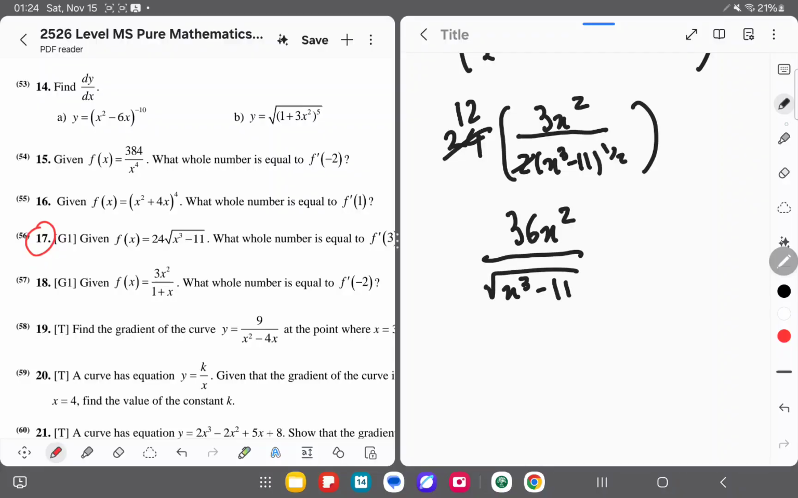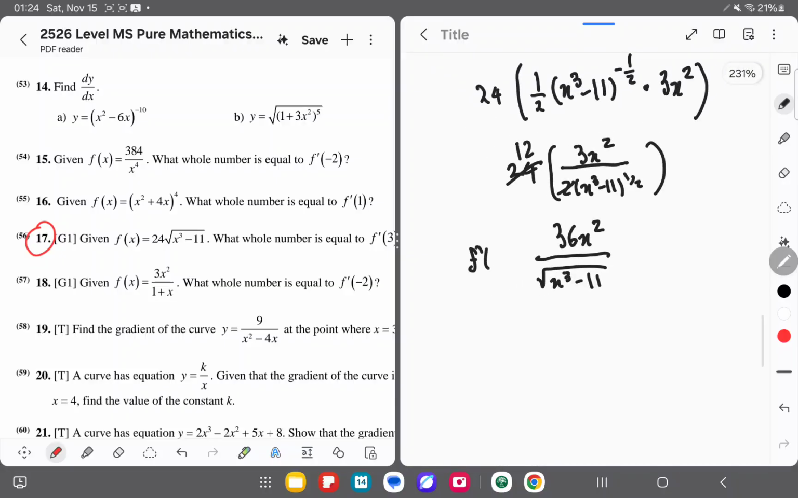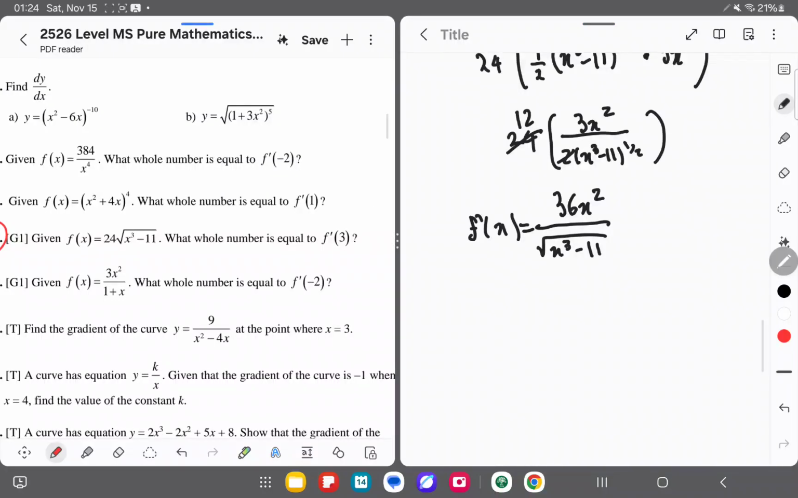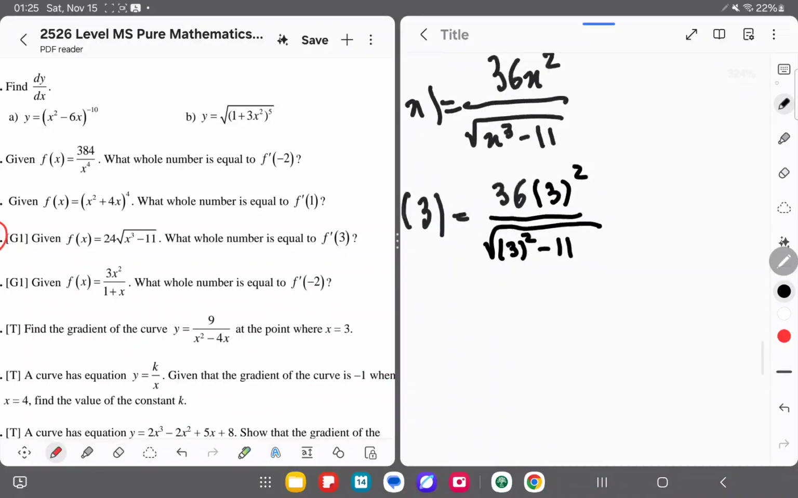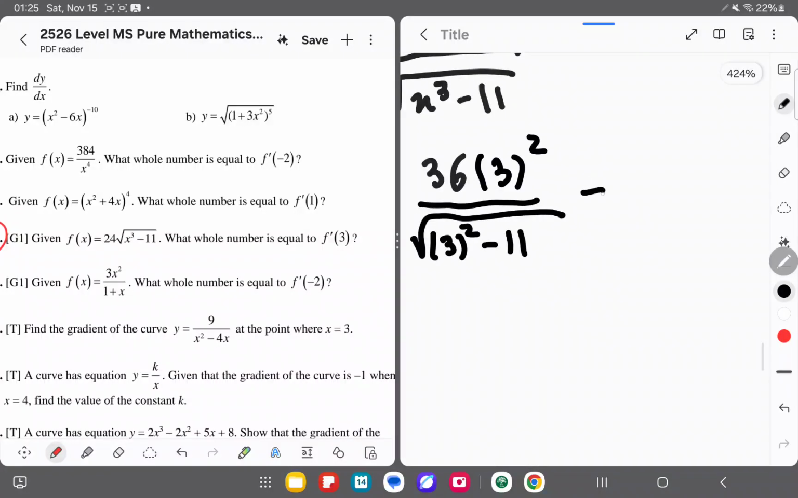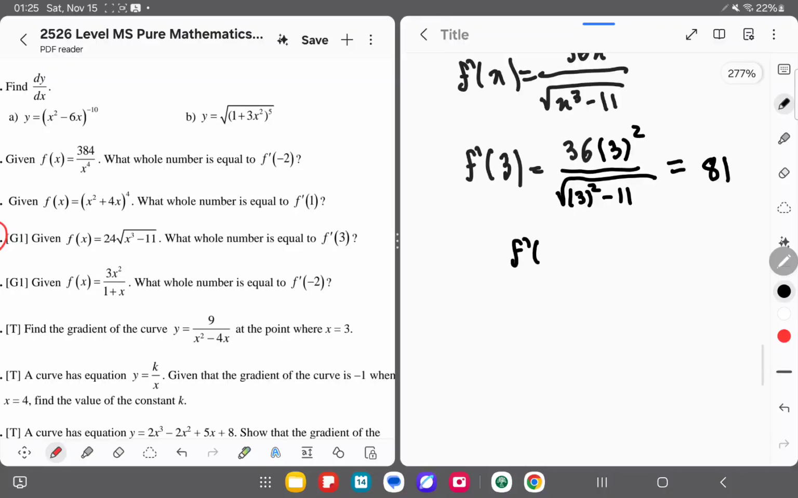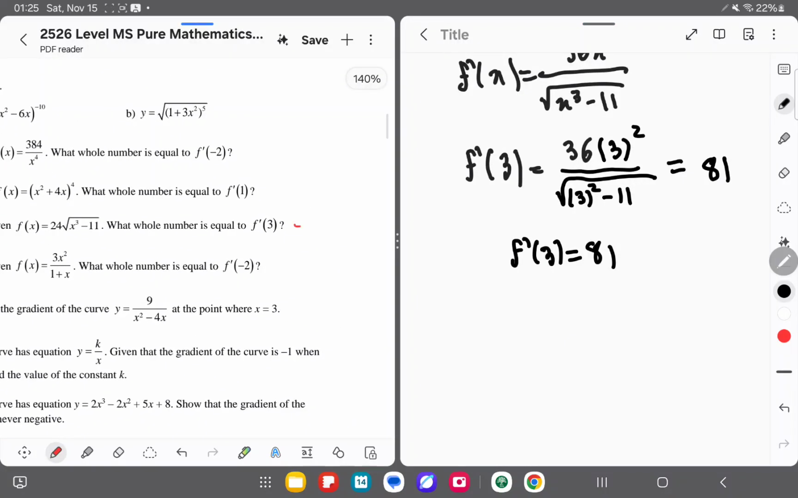And now this is f prime of x, and now they're asking for the value of the derivative at x equals 3. So now we just do the same thing here, f prime, and we substitute x with 3. I've simplified everything, and on the calculator I got 81. So now I know that f prime of 3 is equal to 81. So the answer here is 81.